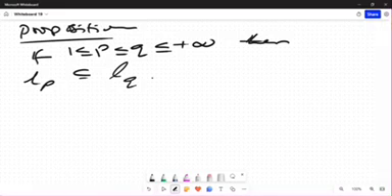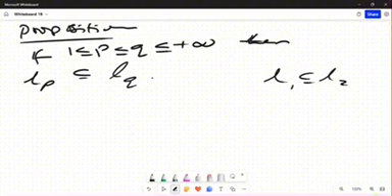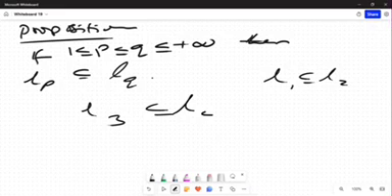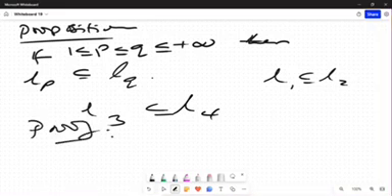So in other words, you can say that L1 will be a subset of L2 because 1 is less than or equal to 2. So L3, for instance, will be a subset of L4, and so on and so forth. So that's what this proposition is trying to show. The proof, you see that also everywhere.